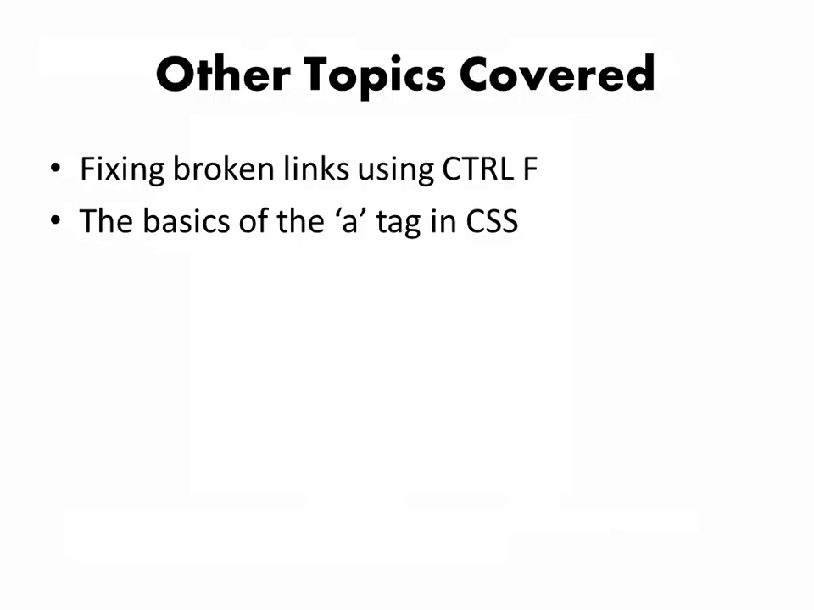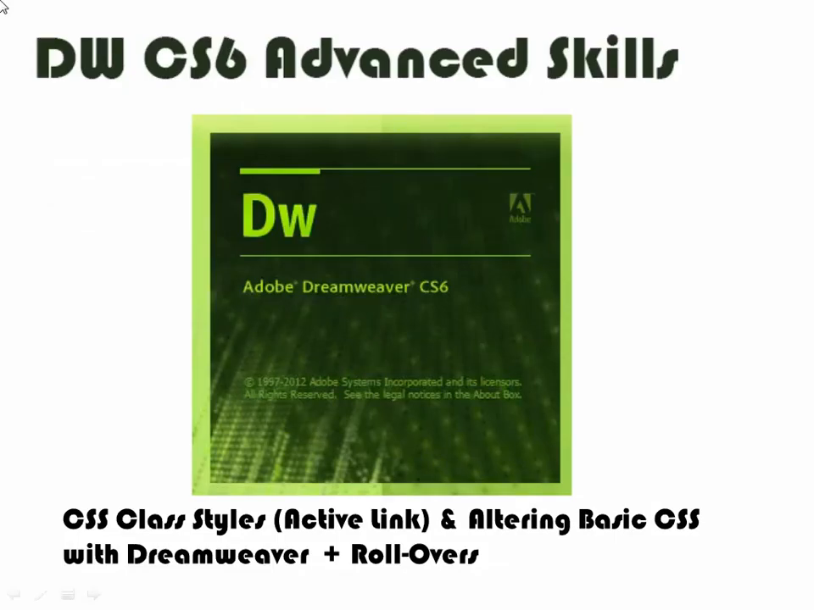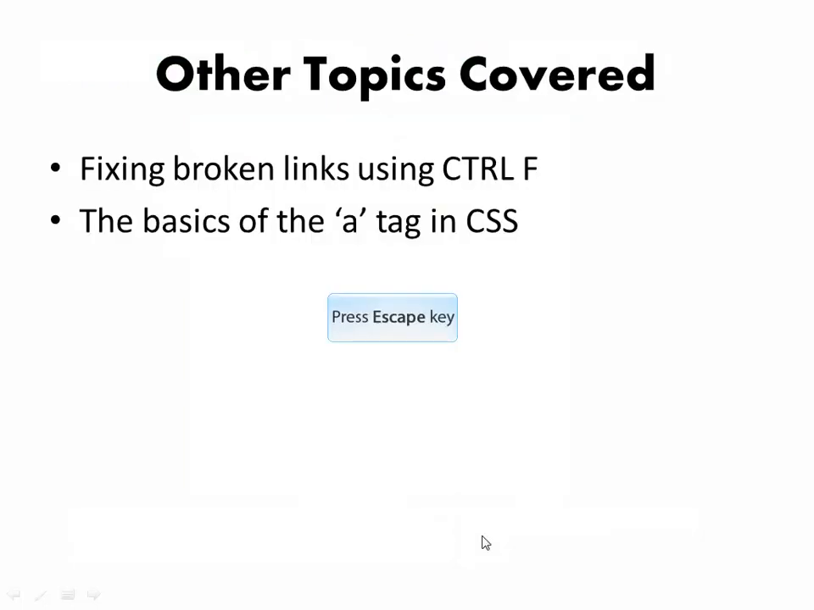Okay, and in addition to covering active links, altering basic CSS, and doing some rollovers, we're also going to fix a few broken links at the beginning here, and we're going to talk about the basics of the A tag. People keep asking me, how do I adjust how my links look? Where is this coming from?